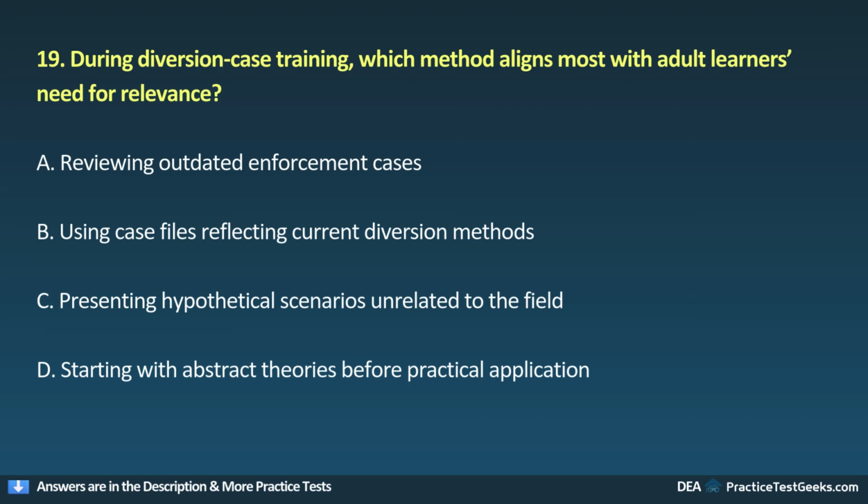19. During diversion case training, which method aligns most with adult learners' need for relevance? A. Reviewing outdated enforcement cases. B. Using case files reflecting current diversion methods. C. Presenting hypothetical scenarios unrelated to the field. D. Starting with abstract theories before practical application.